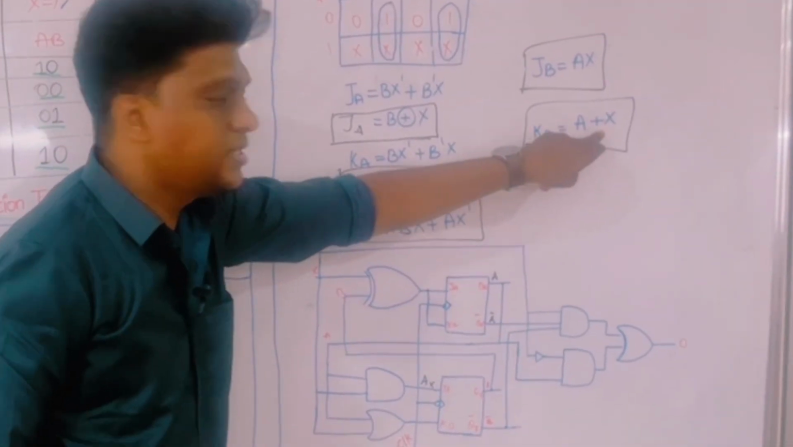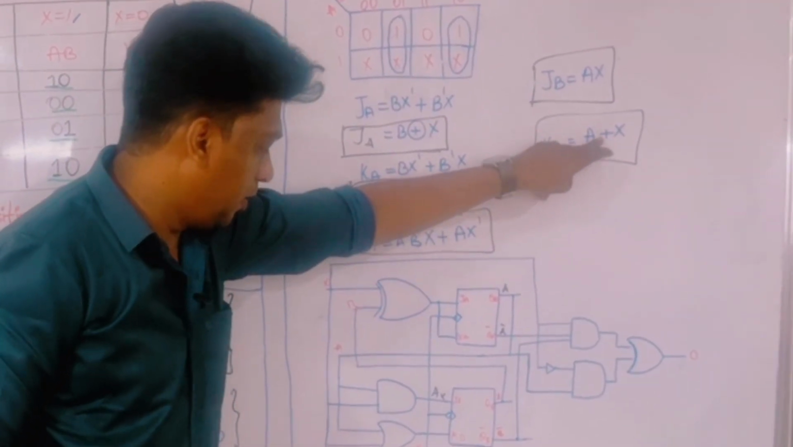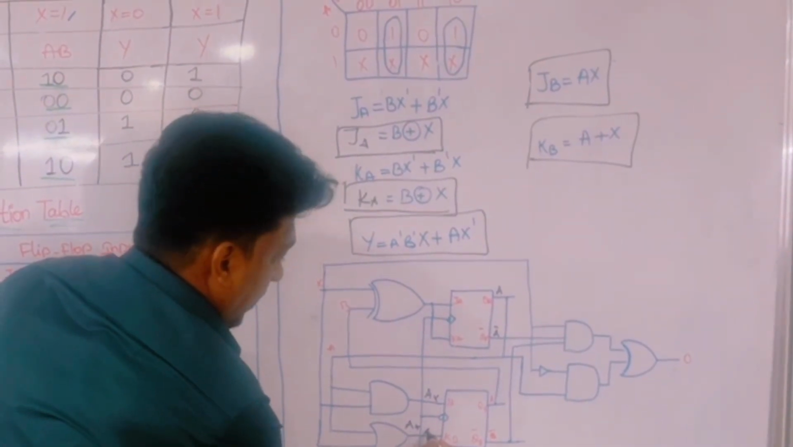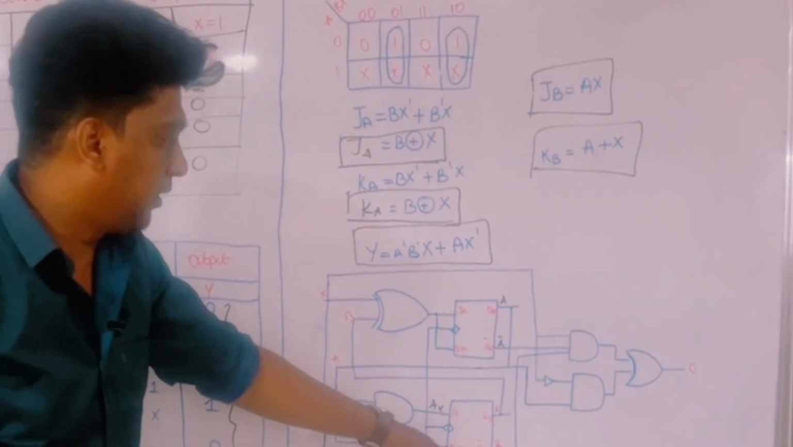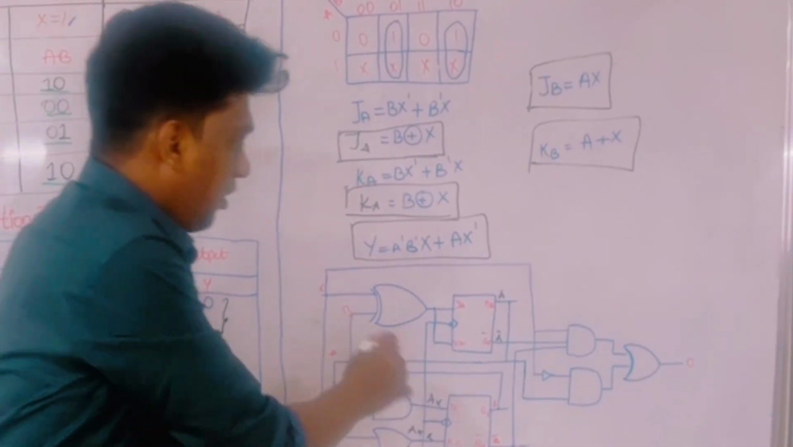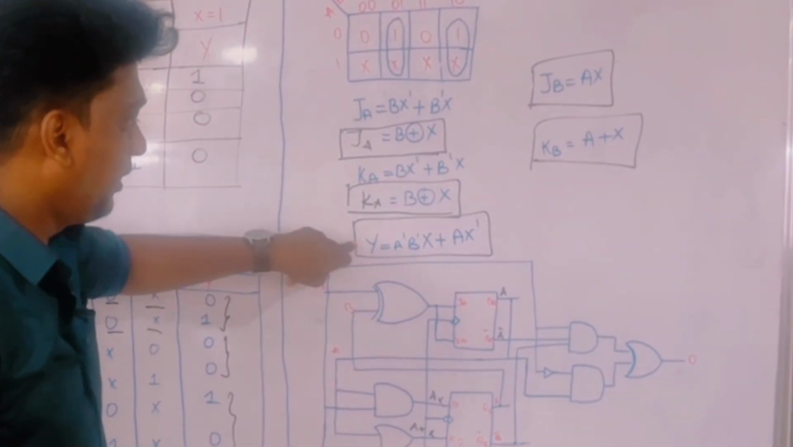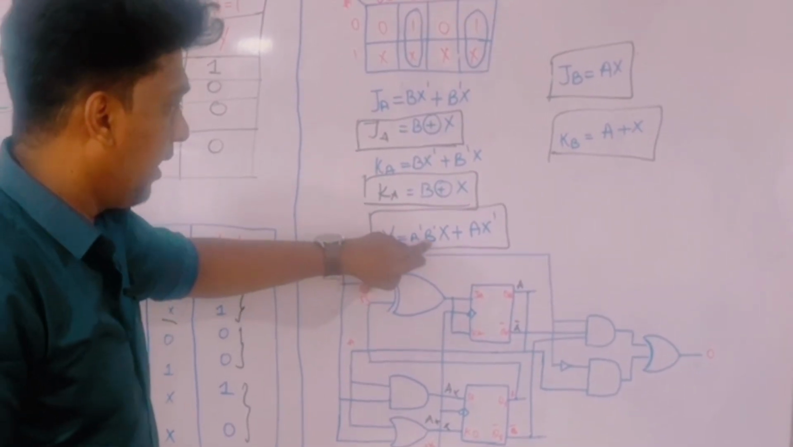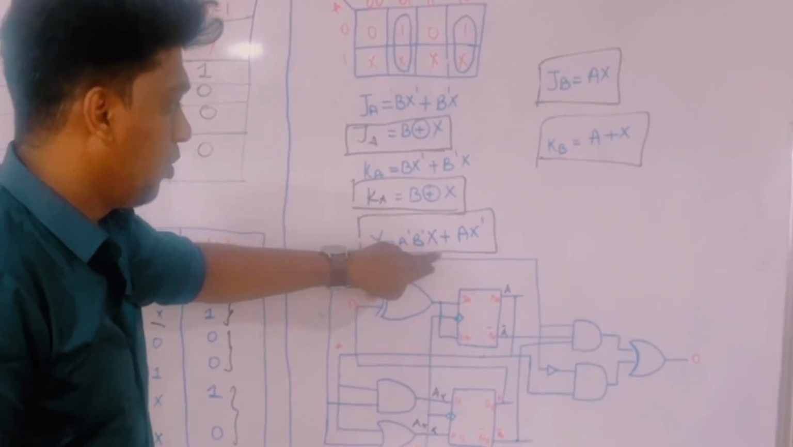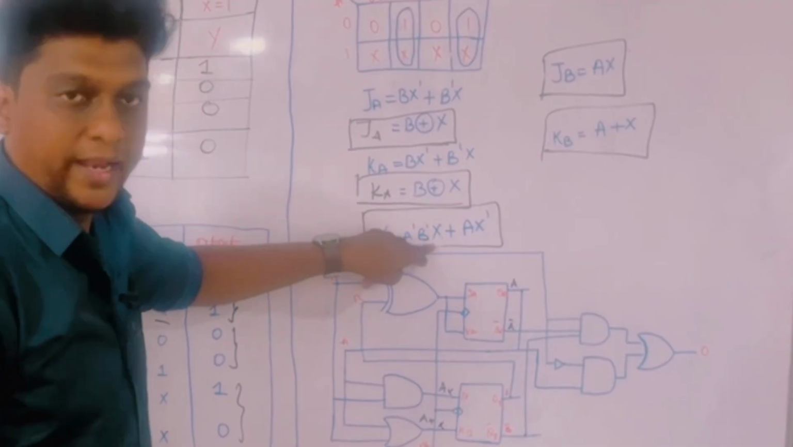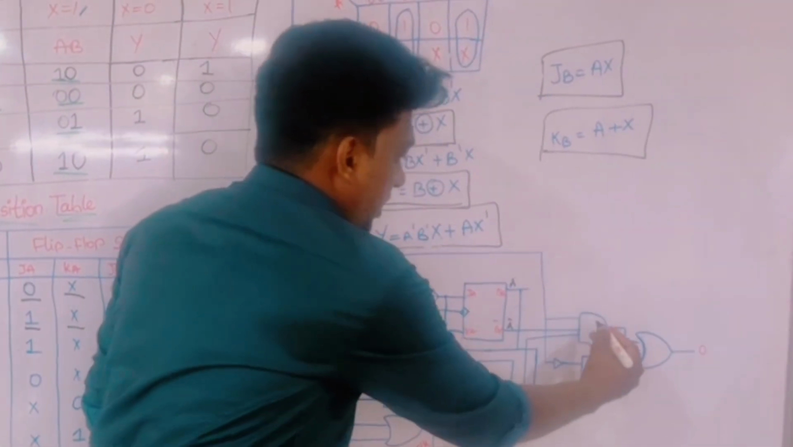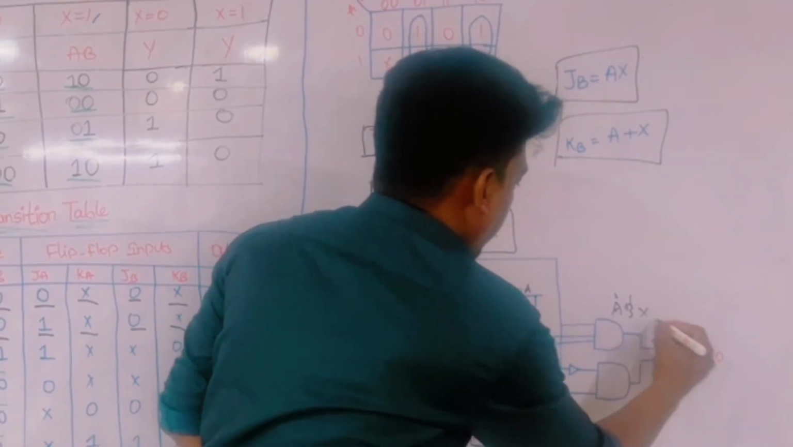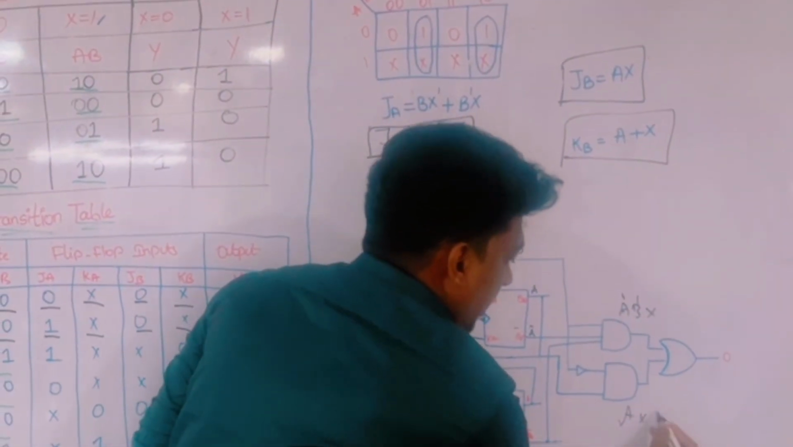Then for KB it is A + X. That's why I am going to use an OR gate. So here it is A + X, and this is the input for KB. After drawing all these lines, I have to draw the output Y. How can we get the output? It is A'B'X, so I am going to use an AND gate here, and here it is AX'.